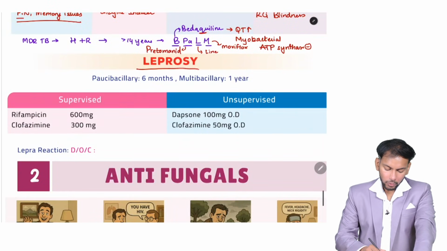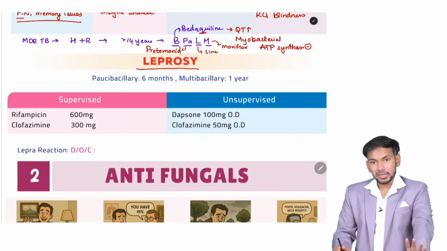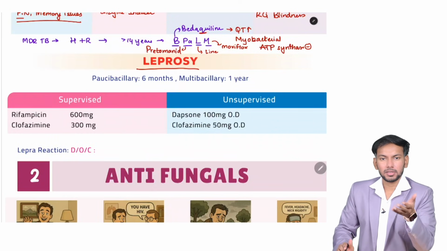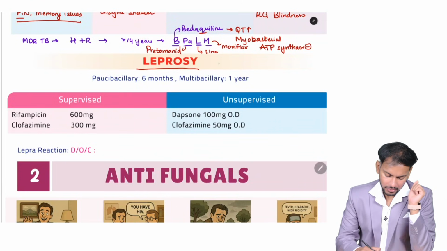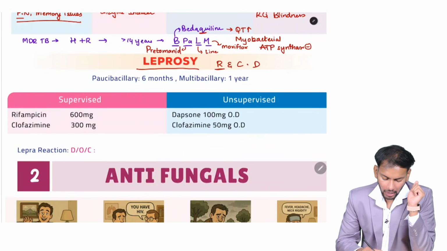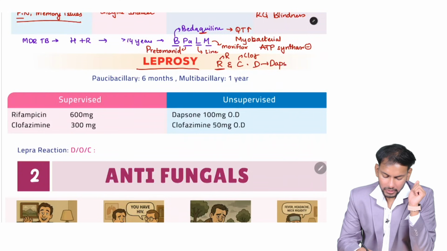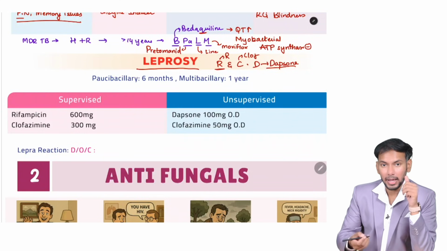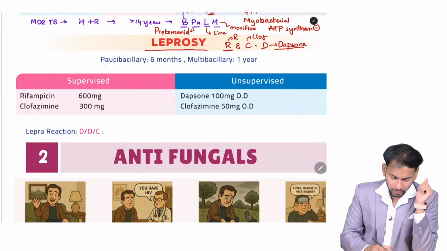Now, coming to leprosy. How do I remember the drugs in leprosy? I recall it like this. I study a line called leprosy is a recurrent and chronic disease. Yes. See, R for rifampicin. C for clofazimine. D for dapsone. What is the drug of choice in leprosy? It is dapsone.